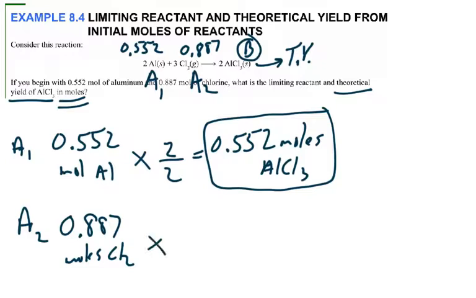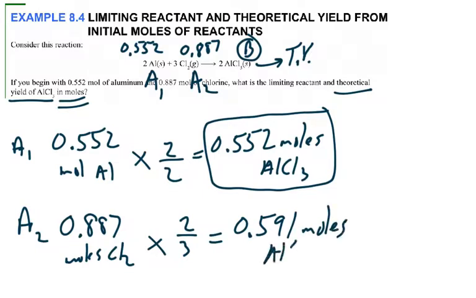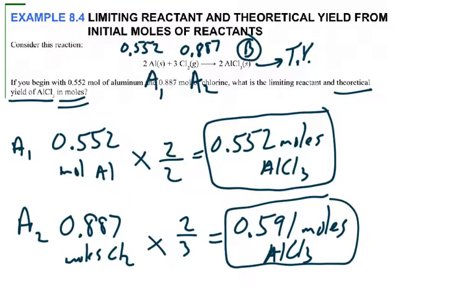The new mole ratio between B and A2 is 2/3, so you're going to multiply by 2, then divide by 3, and you get 0.591 moles of B. Now here's where it gets interesting. I have two answers. First, I did A1 to B and got 0.552 moles. Then I did a second mole-to-mole and I got 0.887 times 2/3, giving you 0.591 moles.